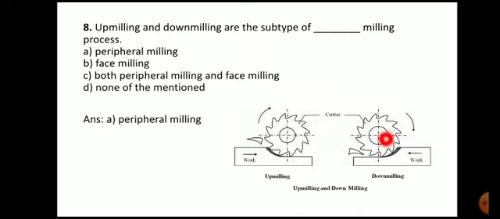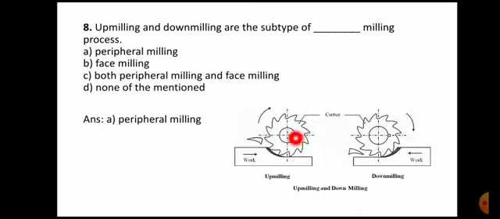Now this is an example of downmilling. Here also the cutter is rotating clockwise, and the workpiece is moving in this direction. So here the cutter and the workpiece are moving in the same direction. The direction of rotation of the cutter and the direction of motion of the workpiece is the same in case of downmilling. And upmilling and downmilling are the types of peripheral milling.